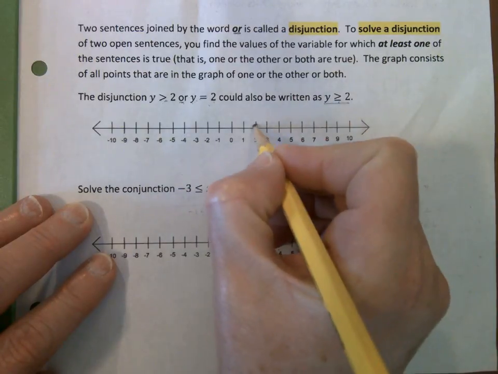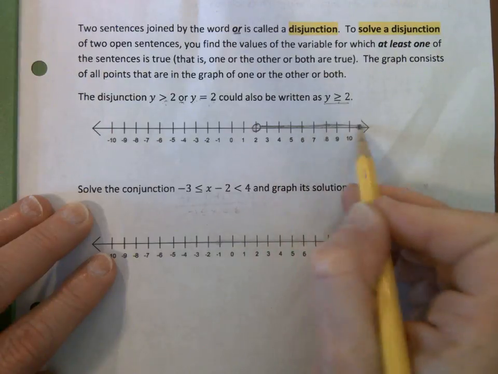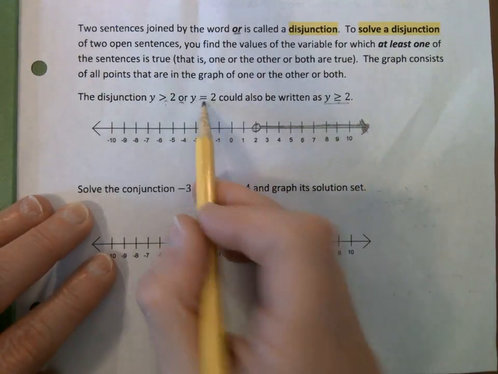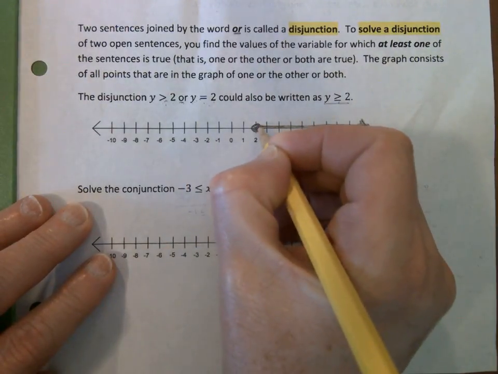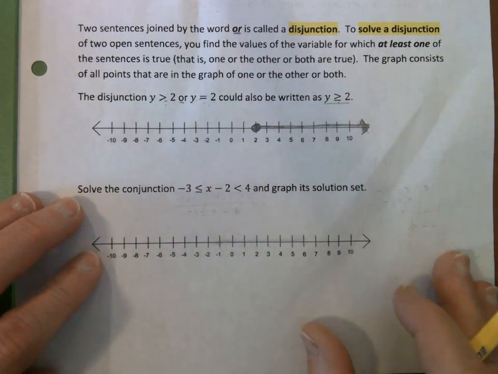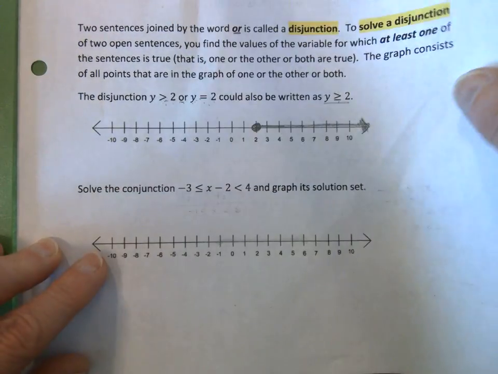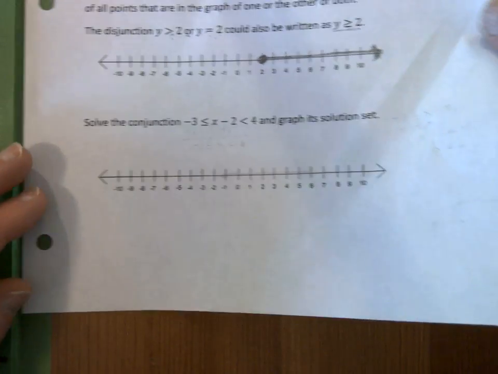So I have an open circle at 2. Y is greater than that, so I would go ahead and shade this. And then I also have that y is equal to 2, so I'm going to shade in that circle. Well, this is just the graph of y is greater than or equal to 2. Okay, so disjunctions are pretty easy. You just graph both inequalities on the same number line. Conjunctions are where you have to look for the overlap.